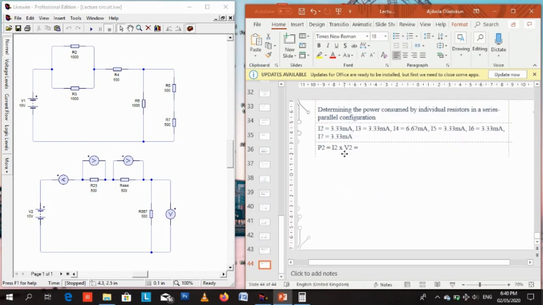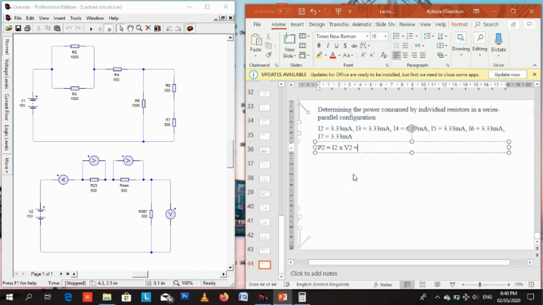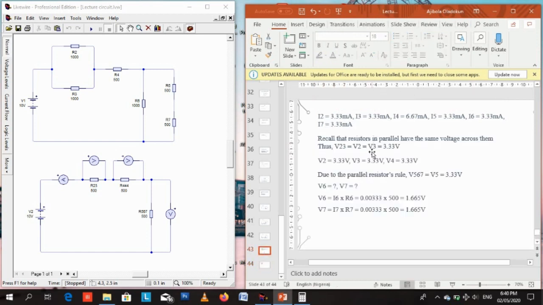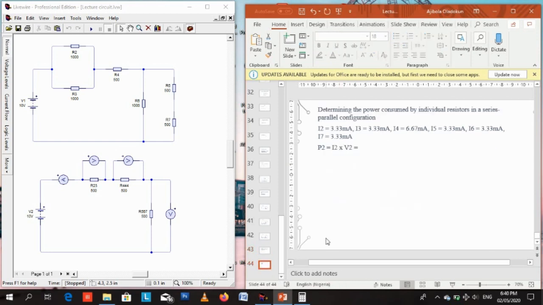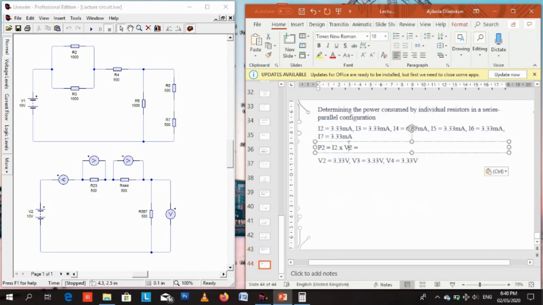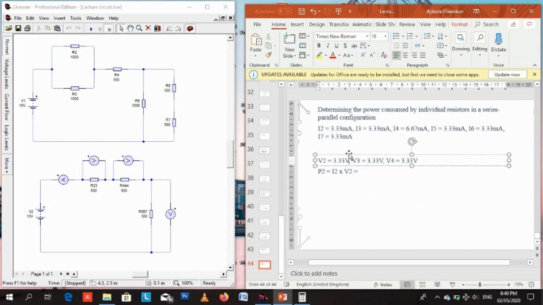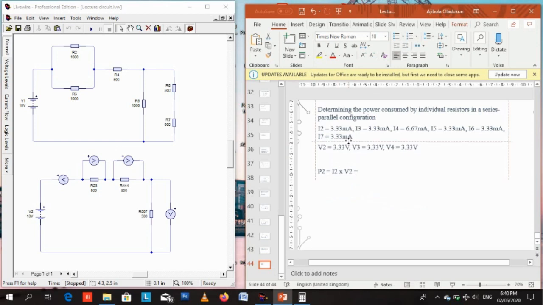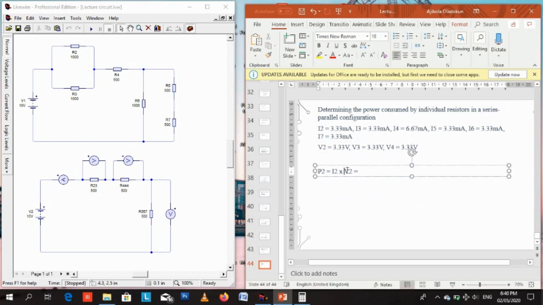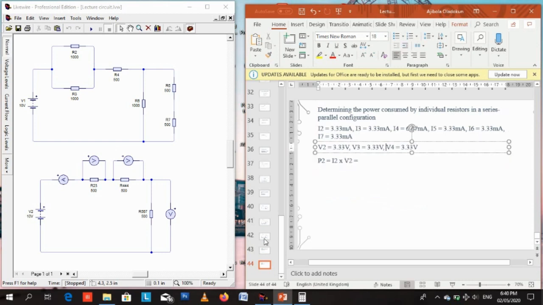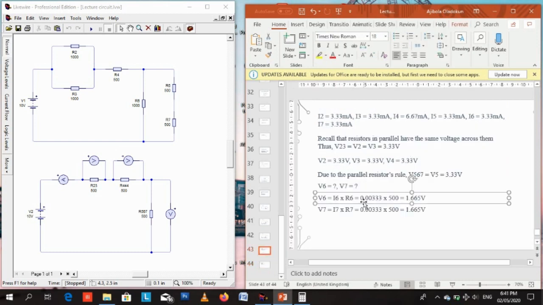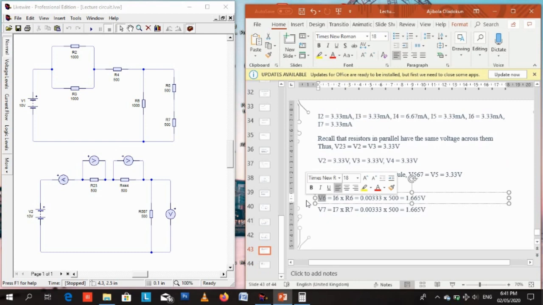Before that, let's get all our current values. P2 is I2 times V2. We've done something similar to that. The power consumed by resistor R2 is P2, which is equal to I2 multiplied by V2. Let's drag this down a bit and bring the V2 upwards. So we are listing out all our current values and voltage values. We need all our individual currents through the resistors and the individual voltages across the resistors.